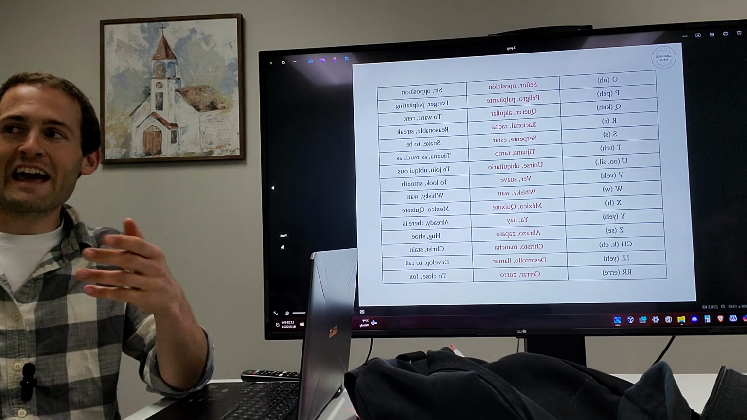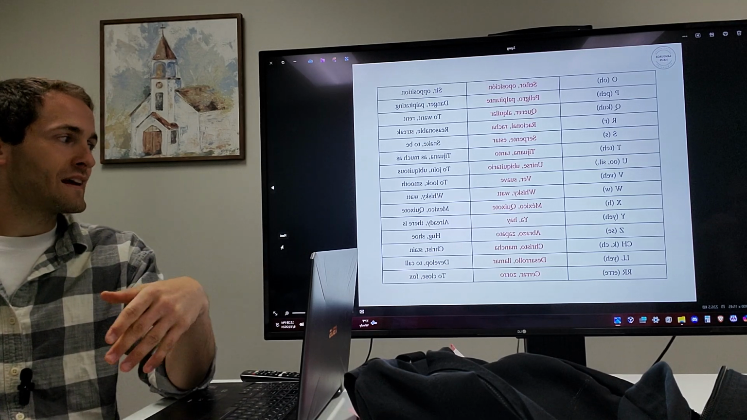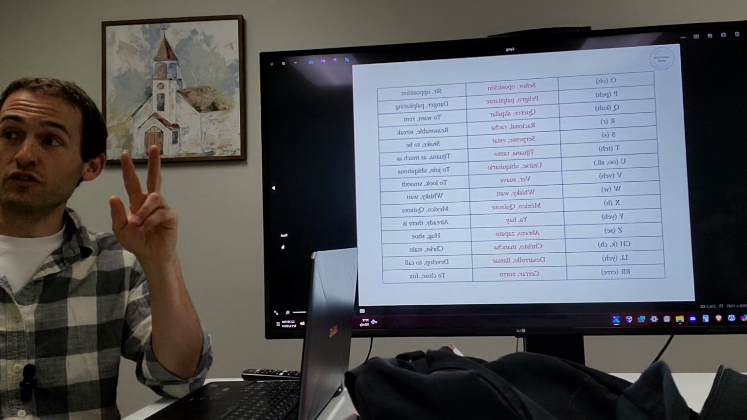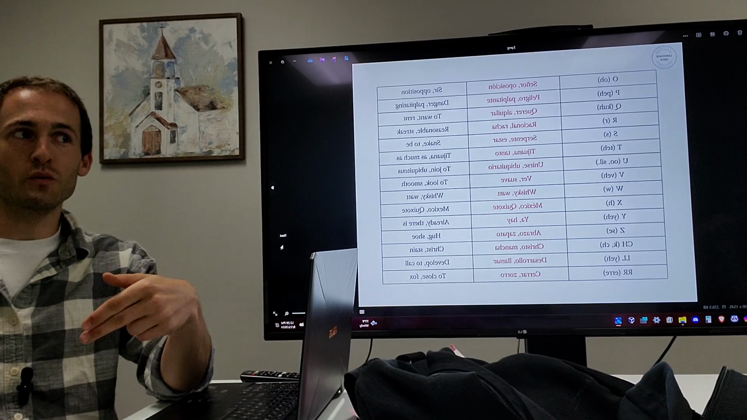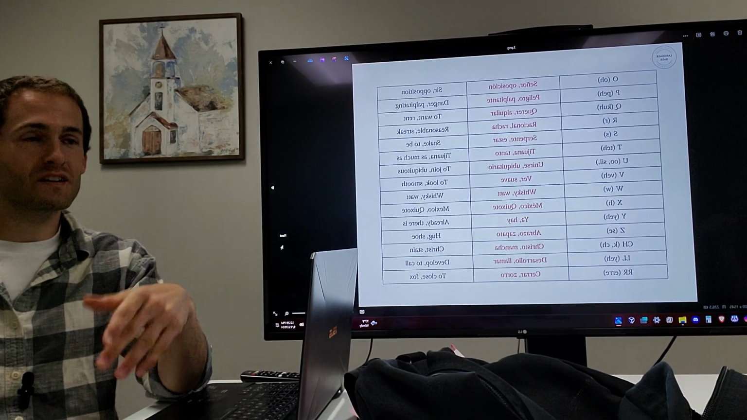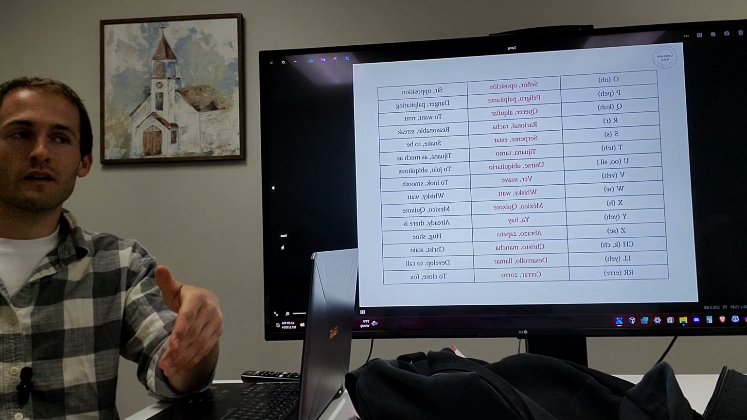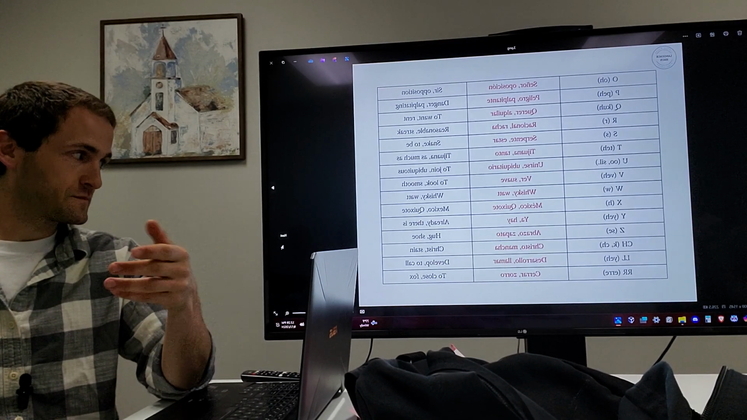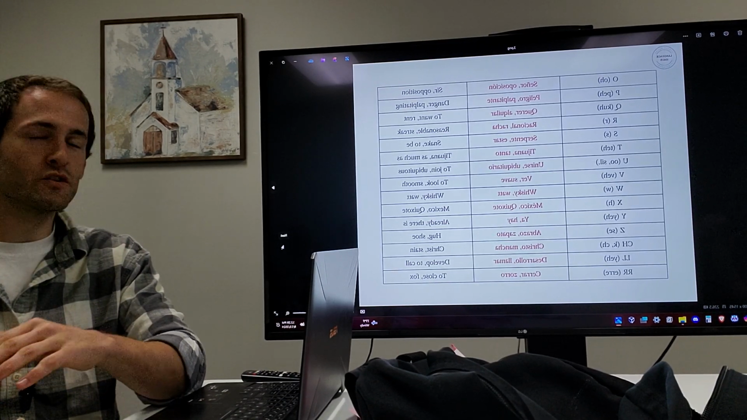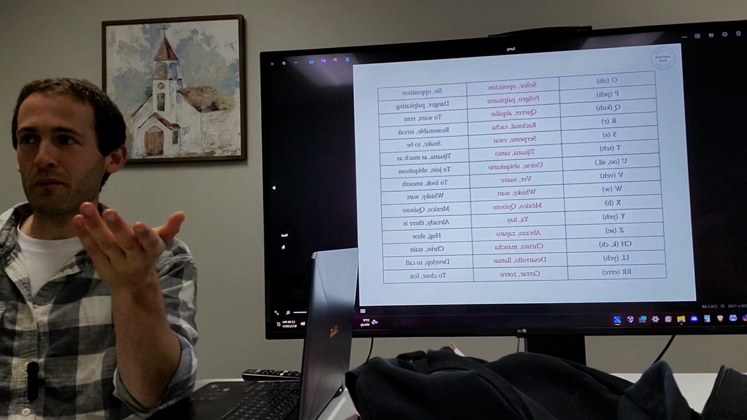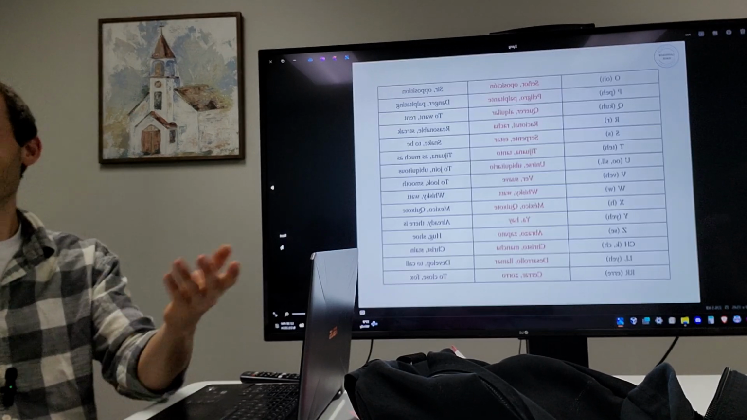And then the R doble, the double R, cerrar. This is when there's two R's. That's when you're supposed to roll it. Cerrar, zorro. So that's how you pronounce the double R's. But don't be surprised if you see or hear people pronouncing the single R as rolled.